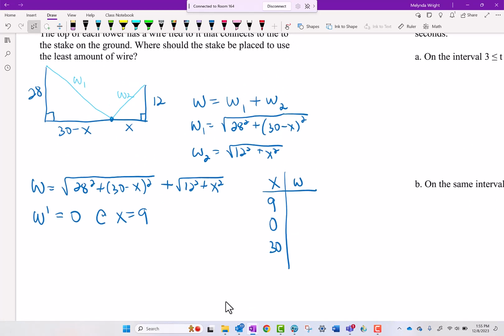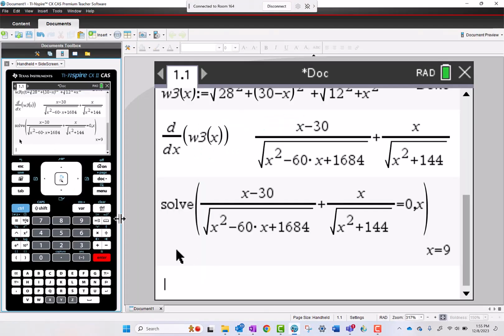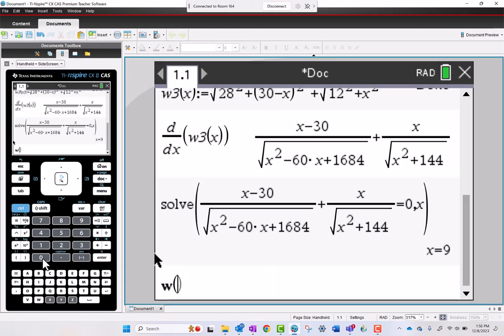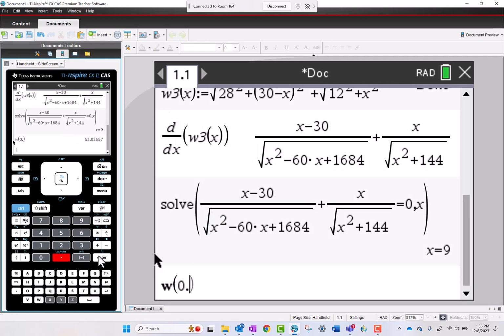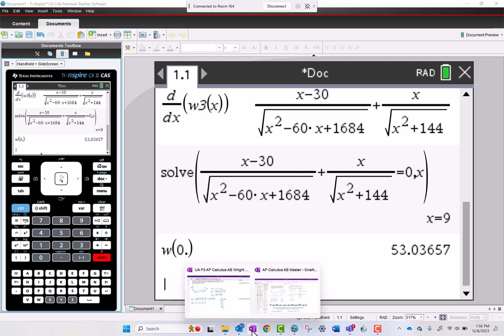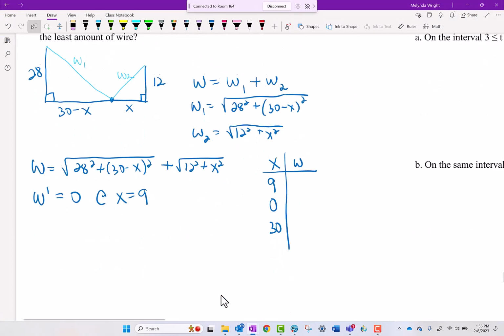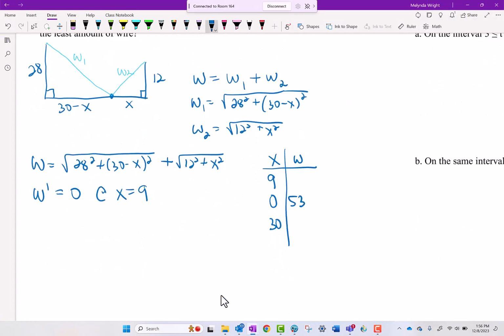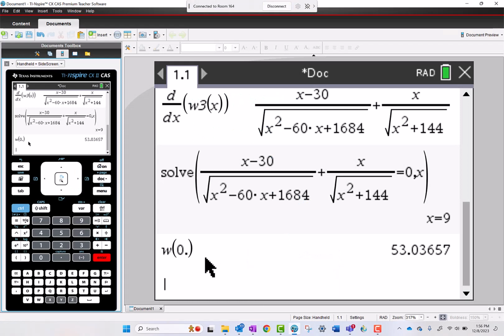So that's where we go back to our calculator. Okay, so we're going to do W. So remember, it's the original one, W of 0. And I'm going to put a decimal there because I don't want a crazy answer. I just want decimal. So 53.037. So let's write that down. There we go. So 0 was 53.037.